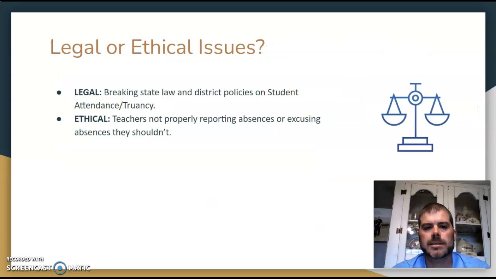Now we're going to take a look at some legal or ethical issues. First, legally, we're breaking state law and district policies on student attendance and truancy by allowing these kids to miss so much school. And then ethically, teachers are not properly reporting absences or are excusing absences they shouldn't, which could also go against their contract by not following proper protocol.